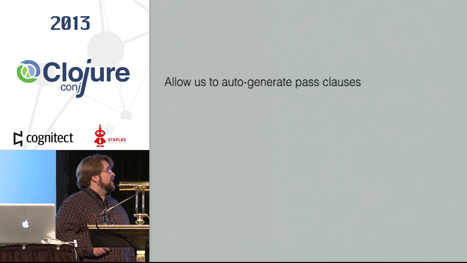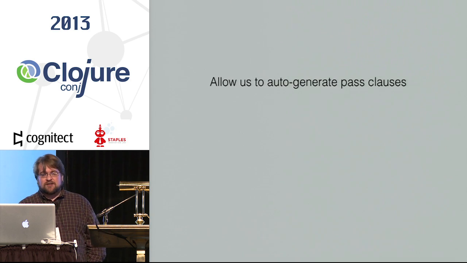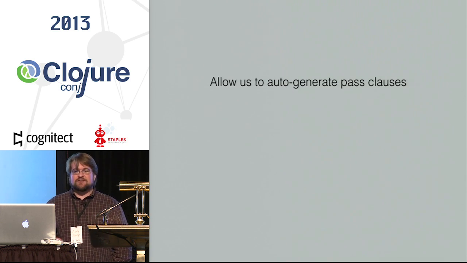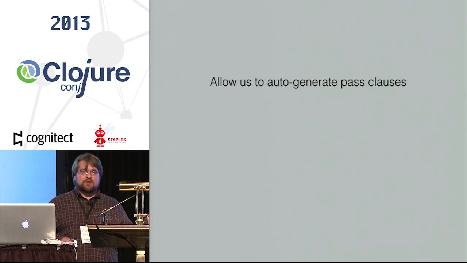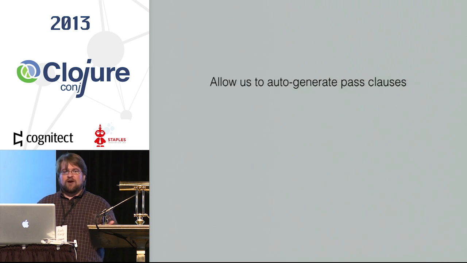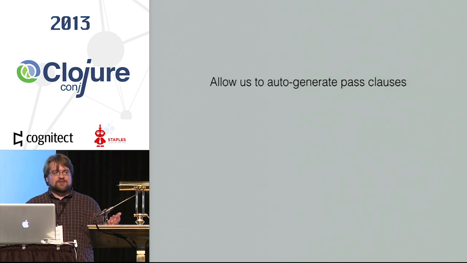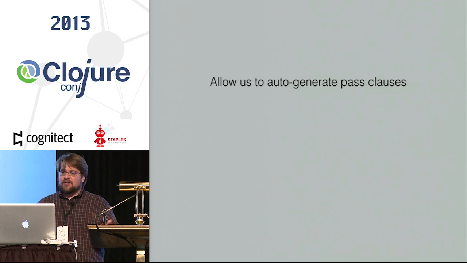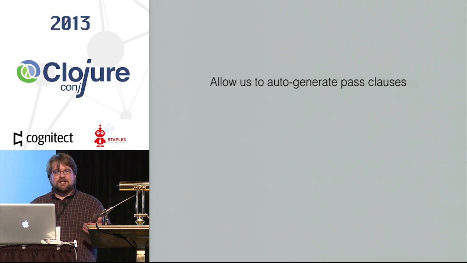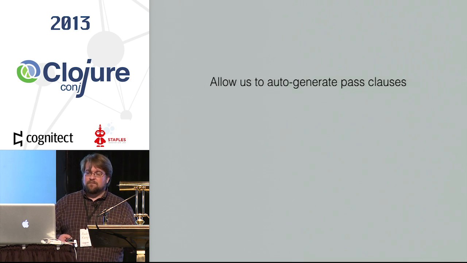So all this machinery gives us some benefits. First, it allows us to auto-generate some of the pass clauses. Because we know the input language and we know the output language and we know how they're different, we also know how they're the same. And so for those things that are the same, we can auto-generate things like recurring through forms that are otherwise not changing but might contain some changing form.